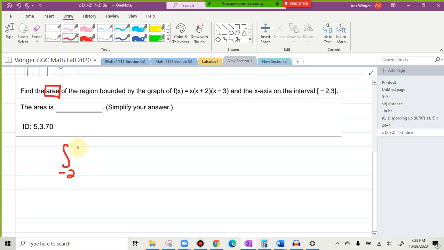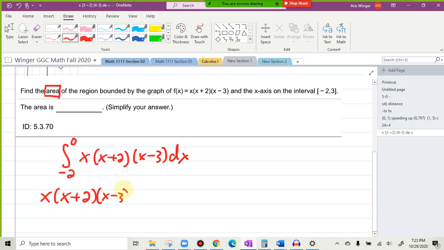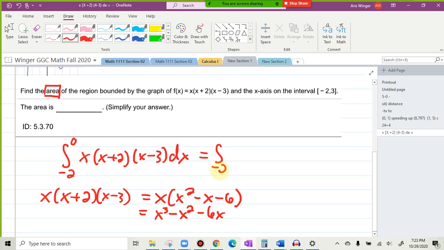of x times x plus 2 times x minus 3. So the only other thing that's been annoying is that we've got to multiply this whole thing out in order to get a nice polynomial that we can do stuff with. All right, so let's just get what this is. X times x plus 2 times x minus 3 is equal to x times, we'll FOIL, x squared minus x minus 6. We'll distribute x again, x cubed minus x squared minus 6x. All right, so we got the integral from -2 to 0 of x cubed minus x squared minus 6x dx.